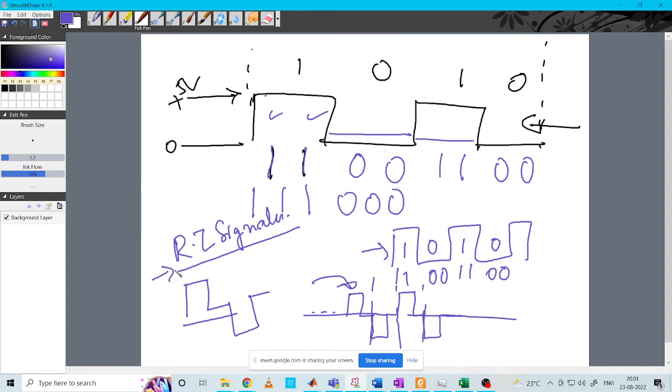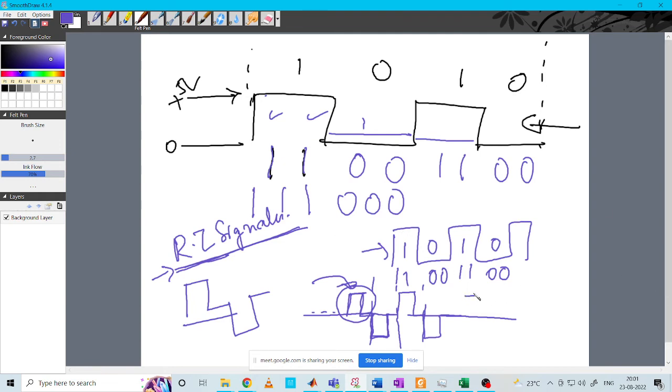Okay, so this is called return to zero signaling, because the signal after becoming 1 is returning to 0. The signal after becoming negative returns to 0. So this is the way you find out, this is the way you avoid this problem. So learn about this kind of signaling.